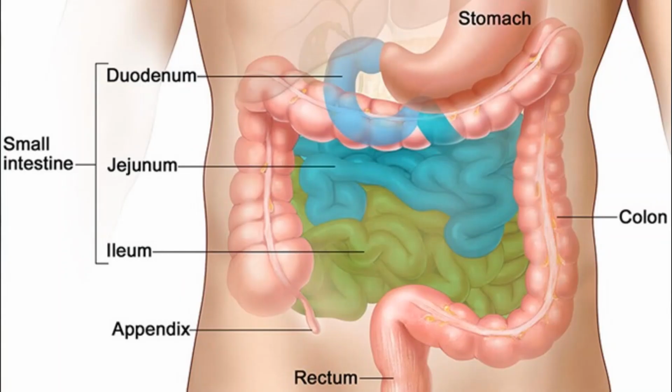Food continues to move through the small intestine from the duodenum to the jejunum to the ileum, and then it enters the large intestine. The large intestine's main function is water reabsorption. However, some digestion occurs there through gut bacteria. From there, what's left of the food moves to the rectum and out of the anus as waste. This is the process of digestion.